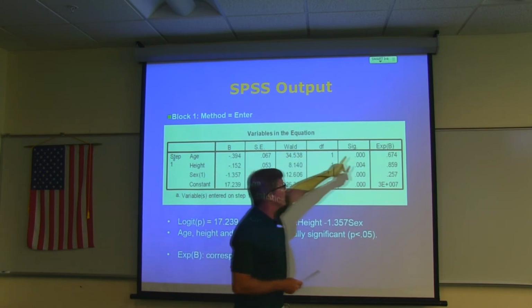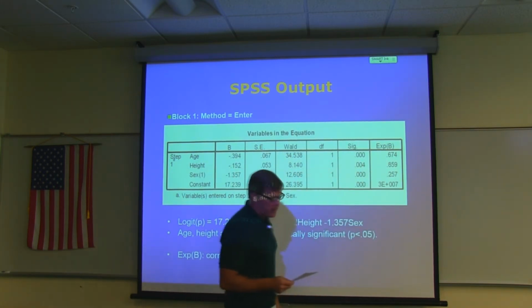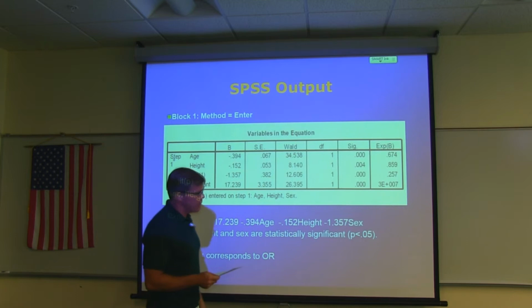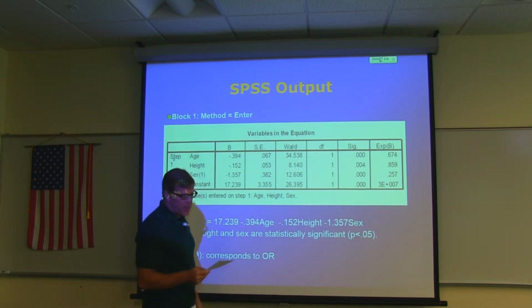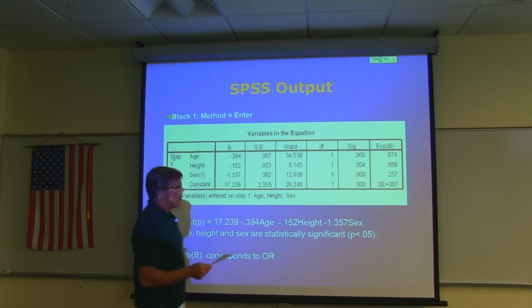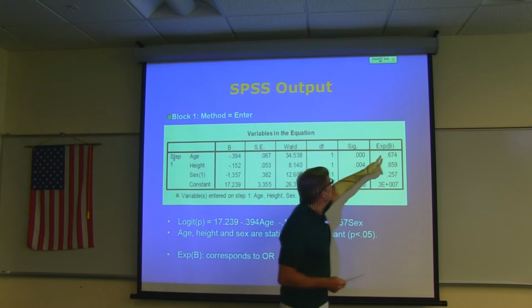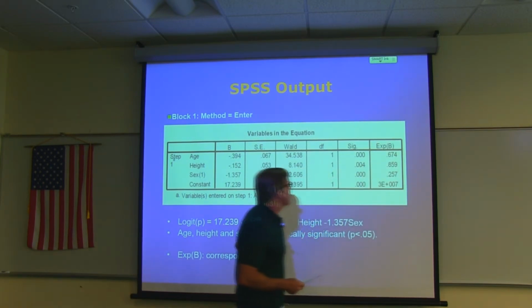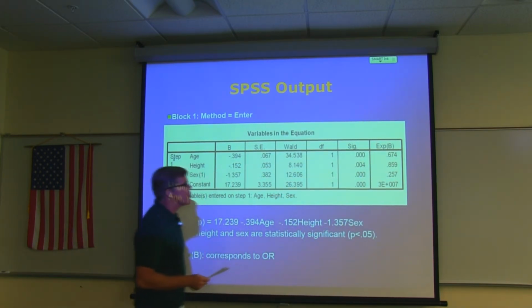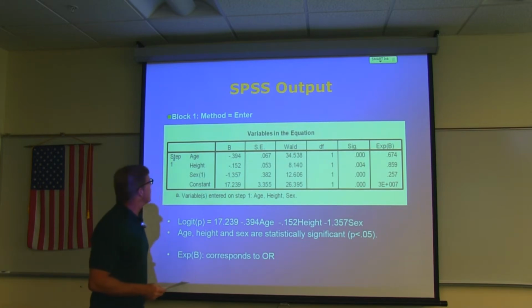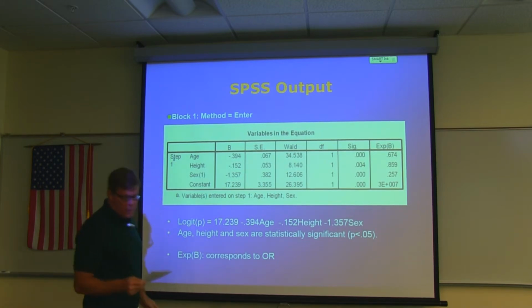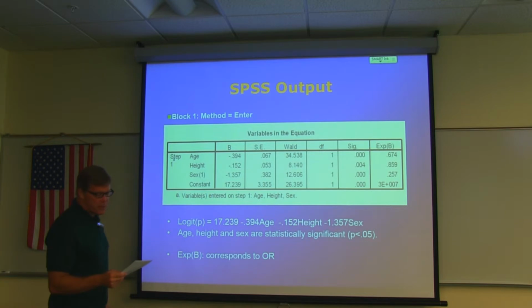This particular odds ratio for age implies that a 1 unit increase in age decreases the odds of being a smoker by about 32.6%. So 1 minus 0.674 is 0.326, or 32.6%. So a 1 unit increase in age decreases the odds of being a smoker by 32.6%.